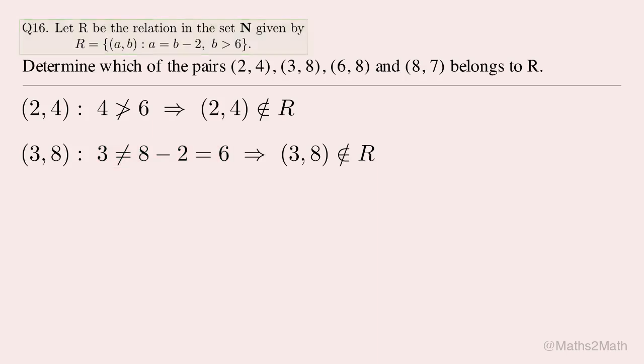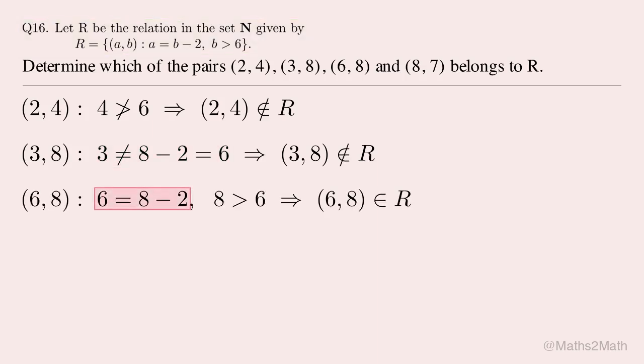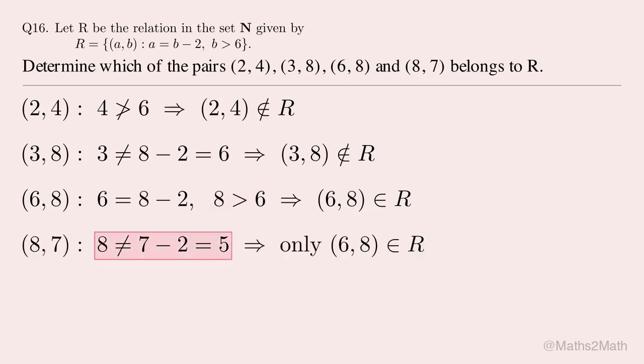Rejected. Check 6, 8. 6 equals 8 minus 2, and 8 is above 6. Both conditions hold, this pair is in R. And 8, 7 fails, since 8 is not 7 minus 2. So only the pair 6, 8 belongs to R.